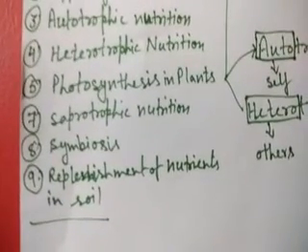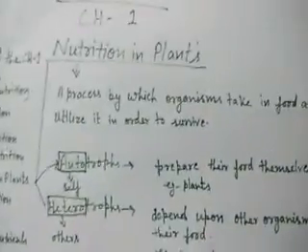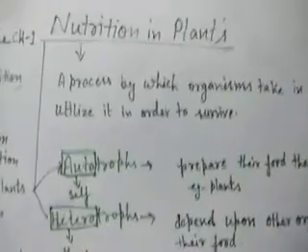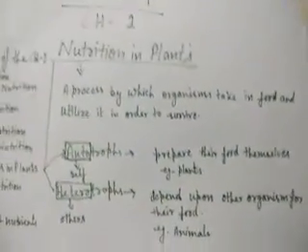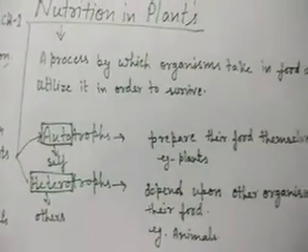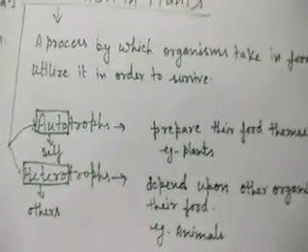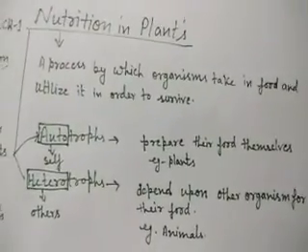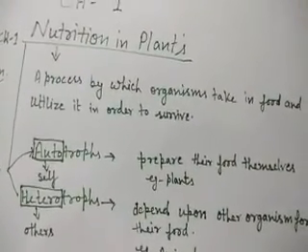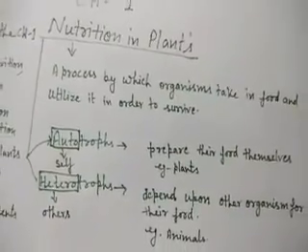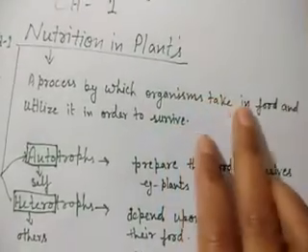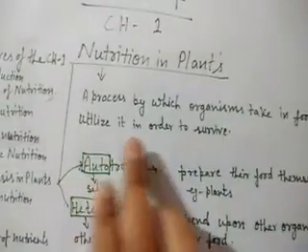Plants. The word nutrition comes from nutrients. Nutrients are the substances that we get from food. Carbohydrates, proteins, fat, vitamins and minerals are the nutrients that we get from our different food items. And from the nutrients, the word nutrition comes. So what is nutrition? Nutrition is the process by which organisms take in food and utilize it in order to survive.